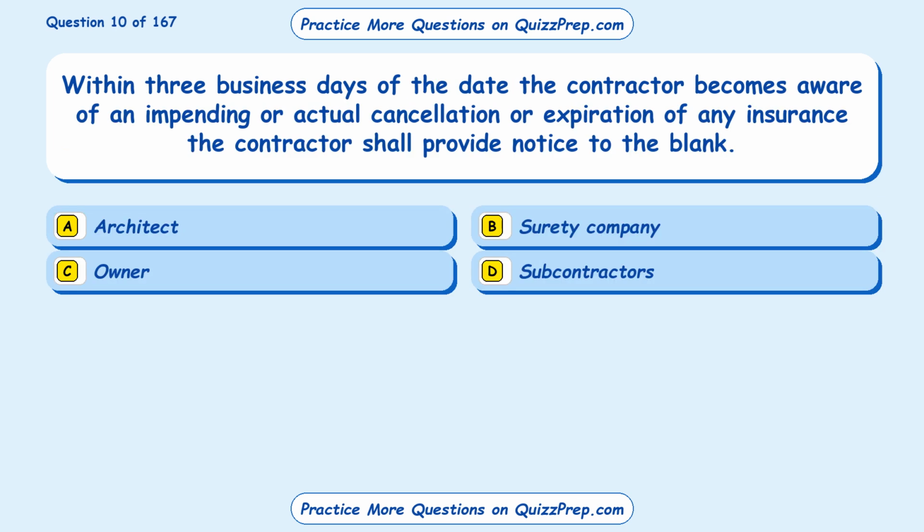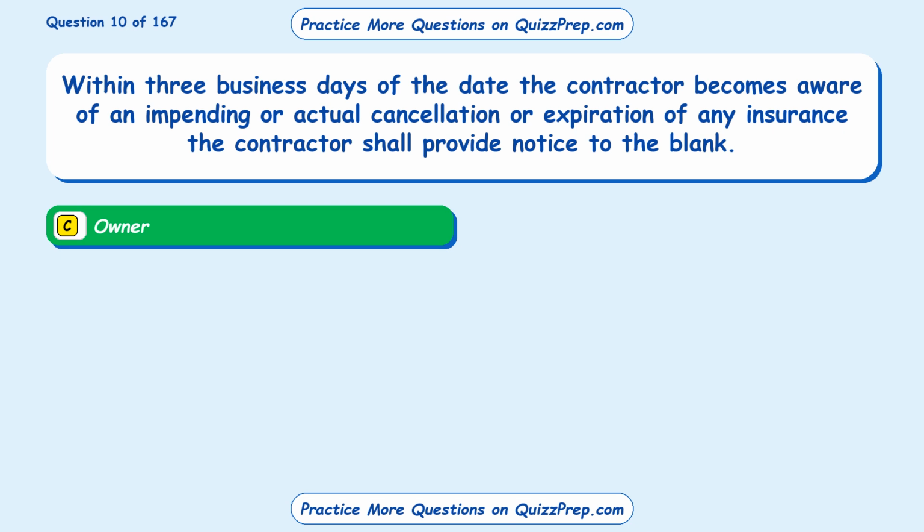Question 10. Within 3 business days of the date the contractor becomes aware of an impending or actual cancellation or expiration of any insurance, the contractor shall provide notice to the blank. Option A, architect. Option B, surety company. Option C, owner. Option D, subcontractors. The correct answer is option C, owner.